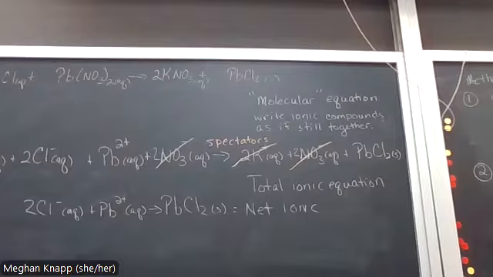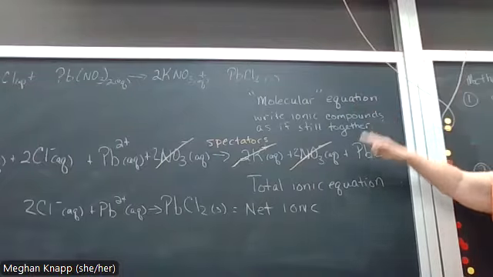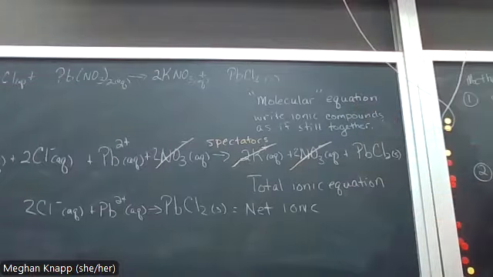Okay, so these are the 3 terms you need to know: molecular, total ionic, and net ionic. And actually, you should know spectator ion too. So the spectators are the same on both sides, so they're not involved. They're like the people in the bleachers. They don't get to play in the game. They're just watching what's going on. So we leave them out and focus on what's on the field.